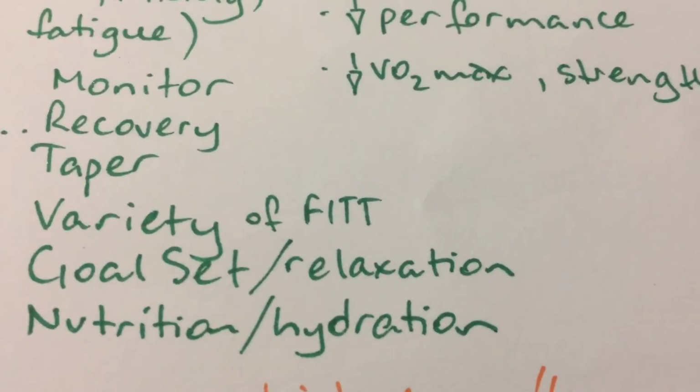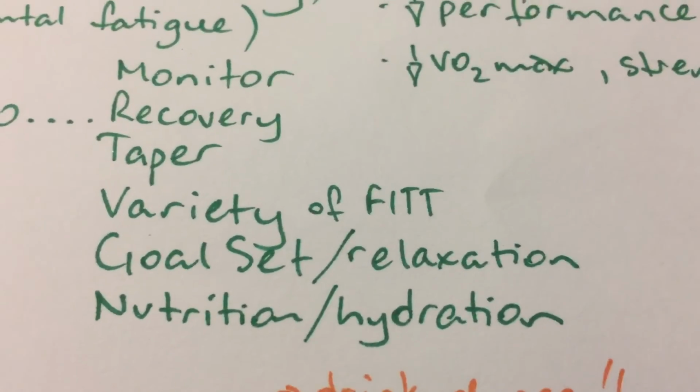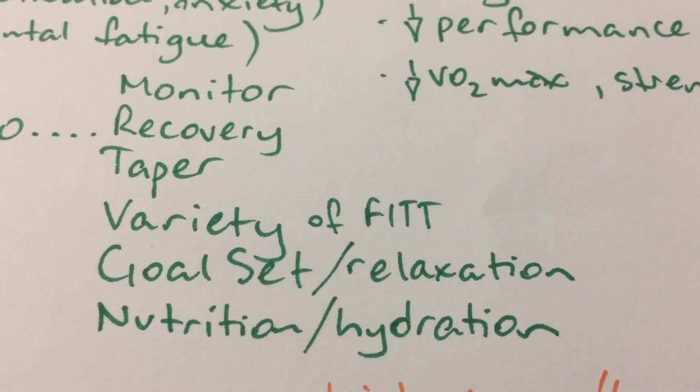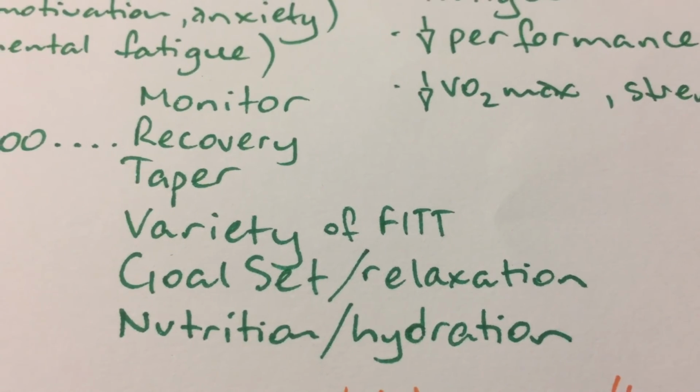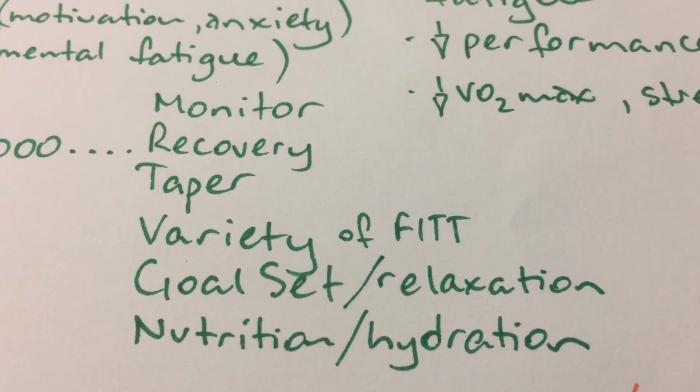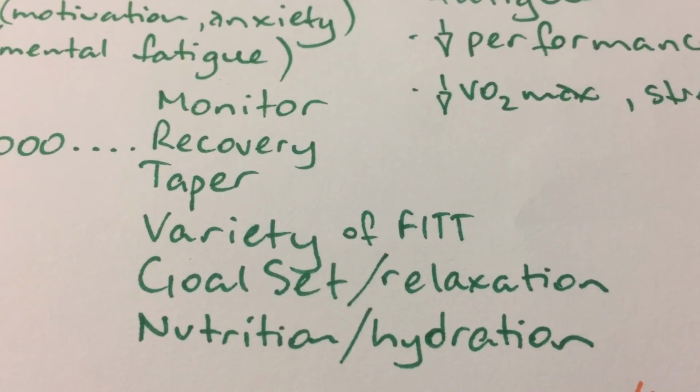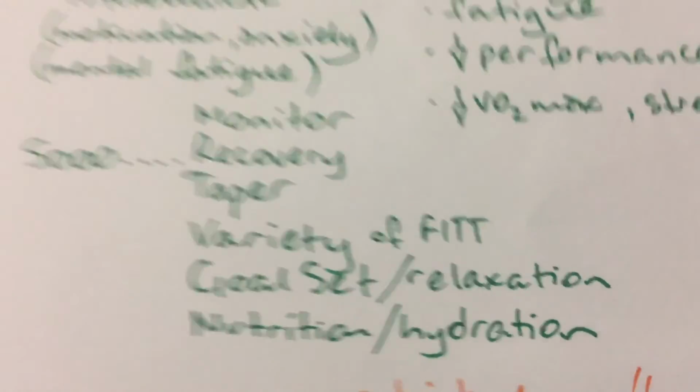We set goals with the athletes if they're having trouble with motivation. We give them time for relaxation. We make sure that their nutrition and hydration are right, because if they're not eating enough and taking on enough fuel, we could end up with an overtrained athlete or one who is regularly dehydrated at training sessions.